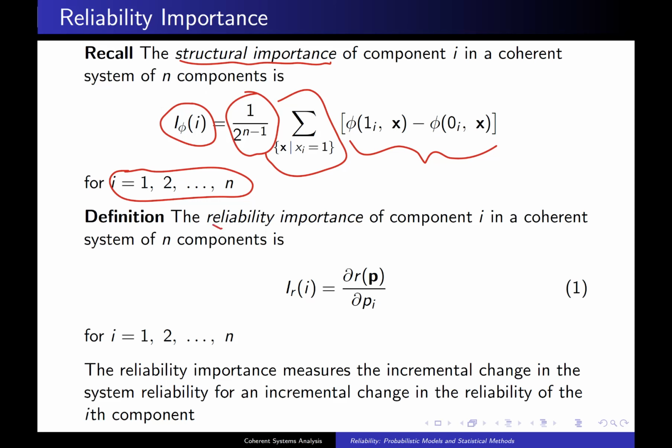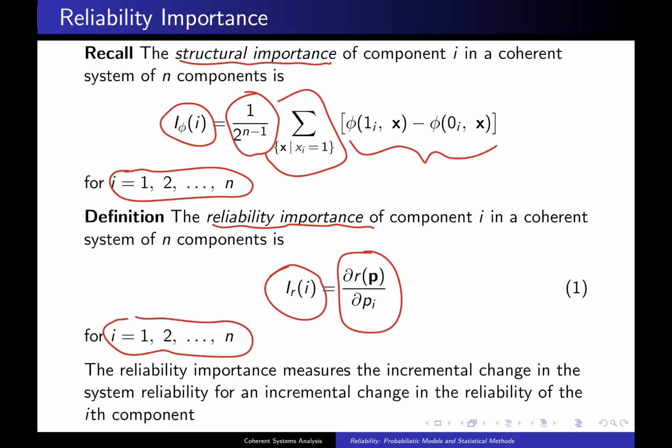In this section, we cover the reliability importance. Now, the reliability importance takes two things into account. First of all, it takes into account the position of a component in the system. But the second thing it takes into account is the reliability of a particular component. So the reliability importance of component I in a coherent system of n components is denoted by I sub r of I, and it is the partial derivative of the reliability function with respect to p sub I, and that is for I equals 1 to n.